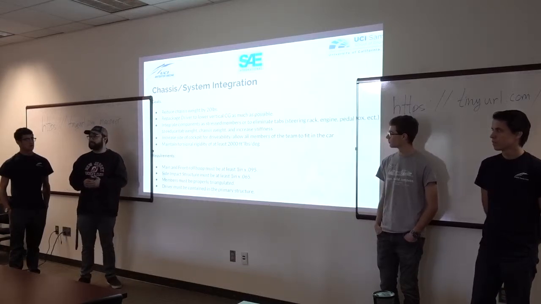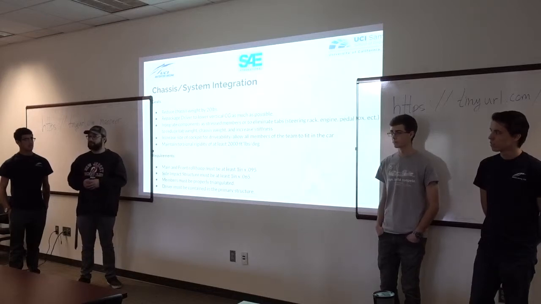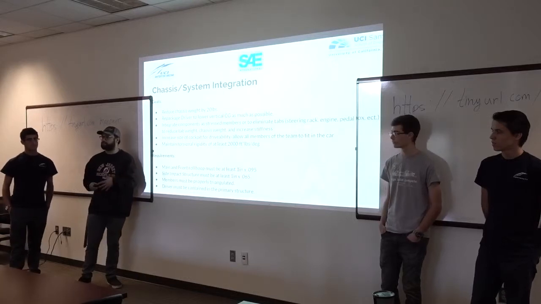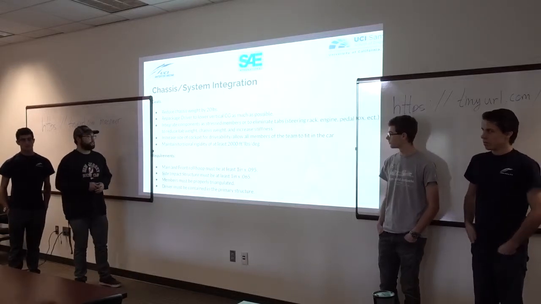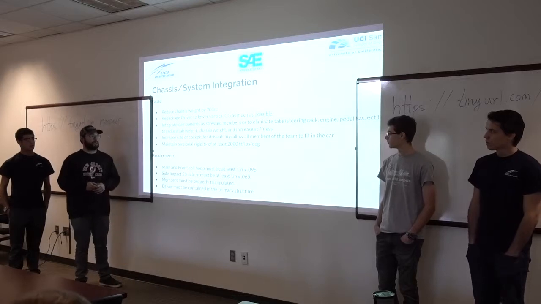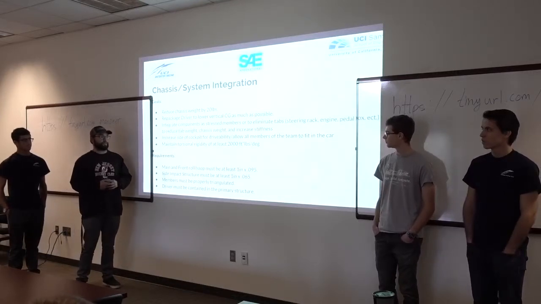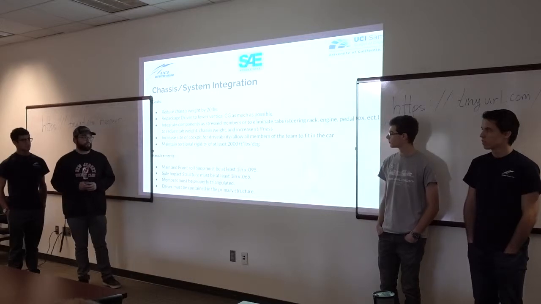Now this isn't specified in the rules, but we decided to go forward with this, integrating some of the compressive members, or the compressive loads from suspension, into the steering rack and the engine to reduce tubing in the chassis itself. Increase the size of the cockpit to allow more members of the team to drive and maintain the torsional rigidity of about 2,000 foot-pounds per degree.